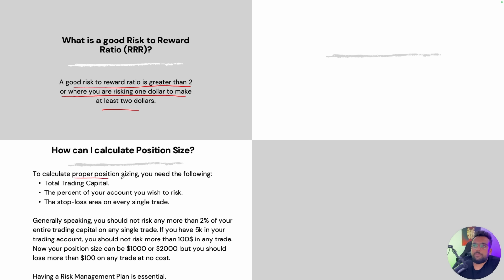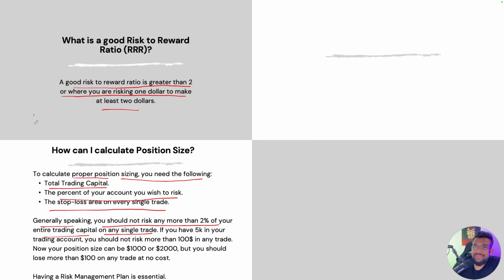How can I calculate position sizing? To calculate proper position sizing, you need the following. Total trading capital: how much money do you have in your trading account? The percentage of your account you wish to risk. The stop loss area on every single trade. Generally speaking, you should not risk more than 2% of your entire trading capital on any given trade. Now, 2%, I simply mean 2% the risk. I don't mean position size.